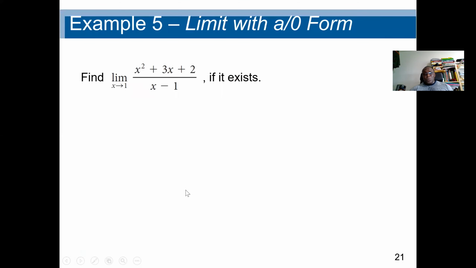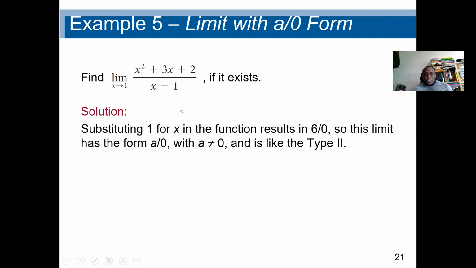So now let's see an example here. We have (x squared plus 3x plus 2) divided by (x minus 1). We want to know if the limit exists. First we substitute 1. The denominator gives 0, and in the numerator we get 1 plus 3 plus 2. So by substituting 1 for x in the function, we get 6 over 0. So this limit has the form of a, which can be any value, divided by 0.